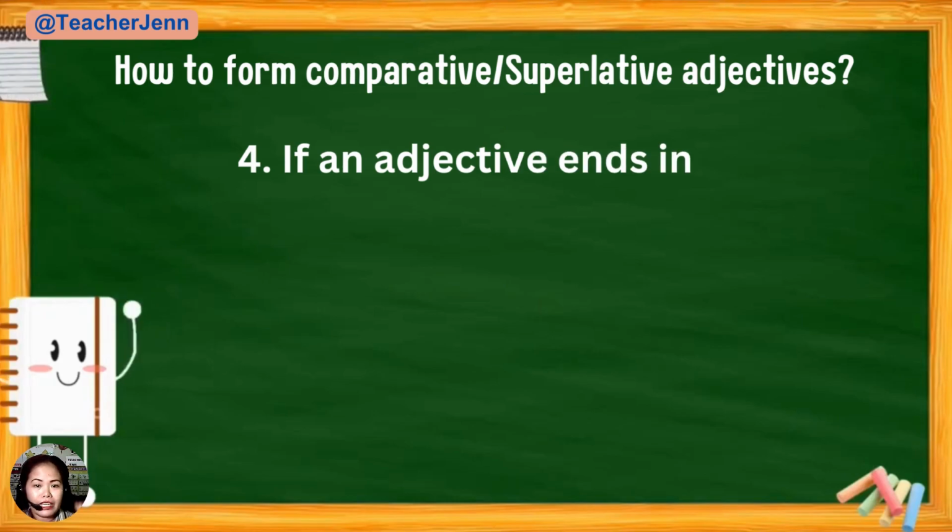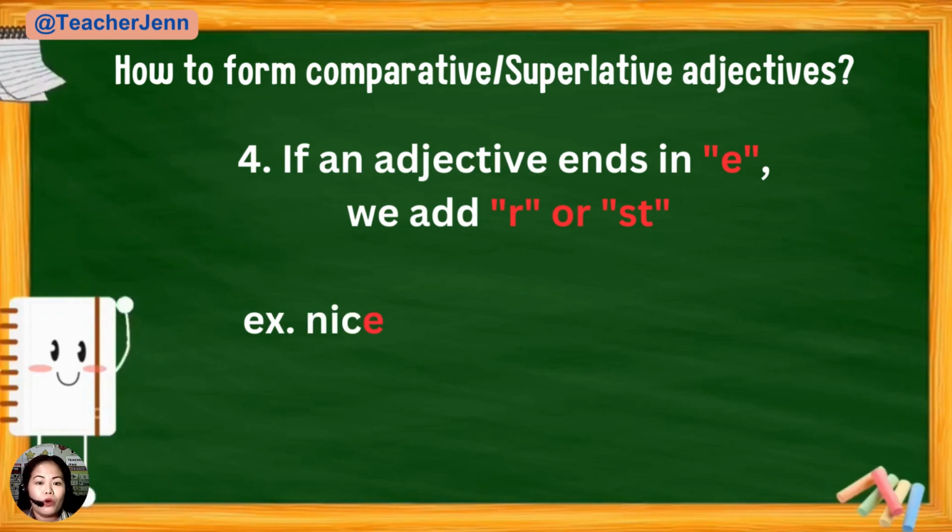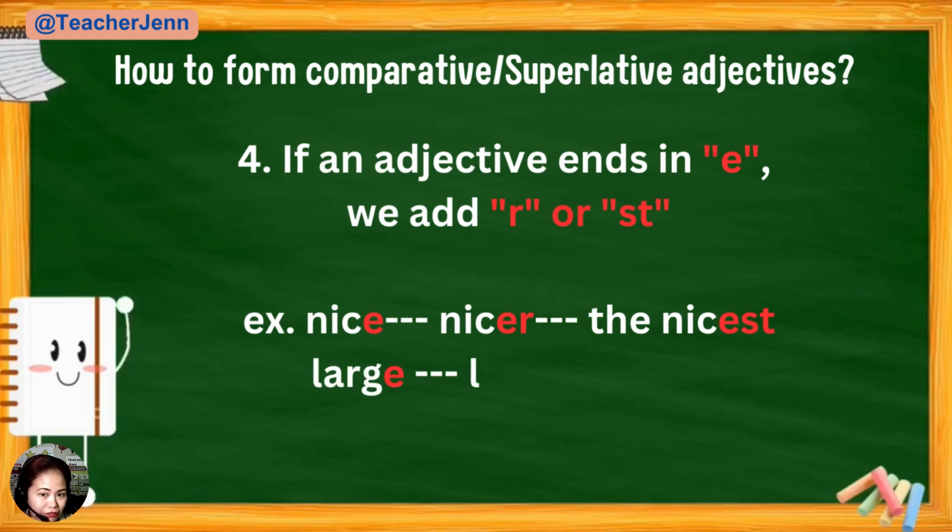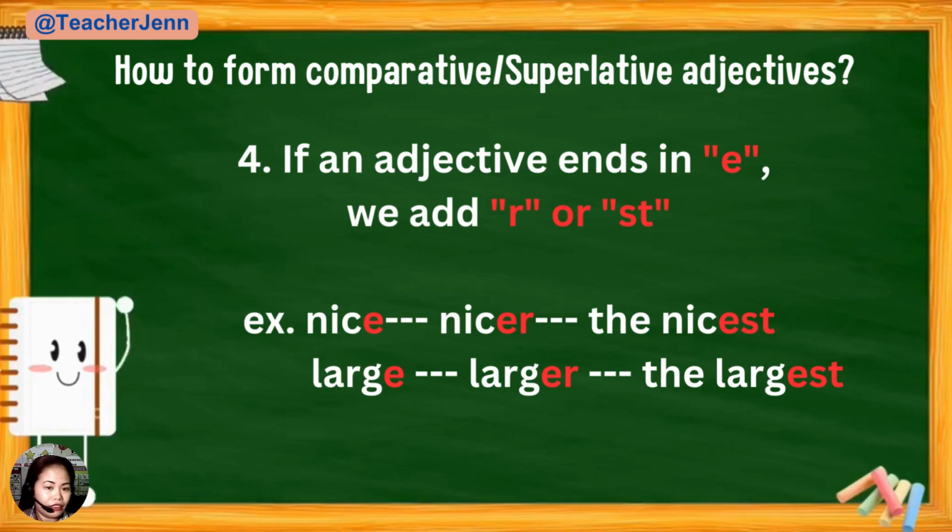Number 4, if an adjective ends in e, the letter e, we add r or just simply add st for superlative. For instance, nice, it ends with letter e, so you simply add r for comparative and st for the superlative. That makes nicer, the nicest. Large, larger, the largest.